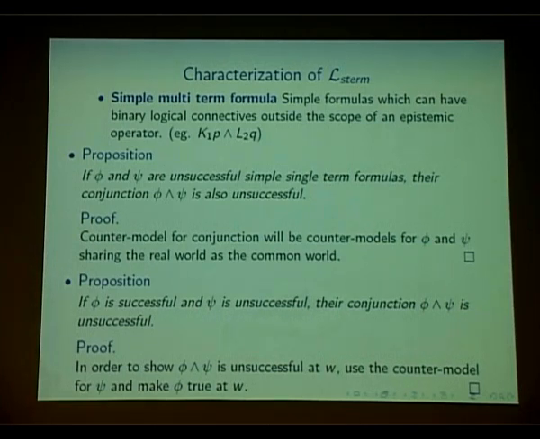The thing is that since they don't share any epistemic operators, as they are simple formulas, we don't run into any problems. Similarly, if phi is successful and if psi is unsuccessful, their conjunction is also unsuccessful.